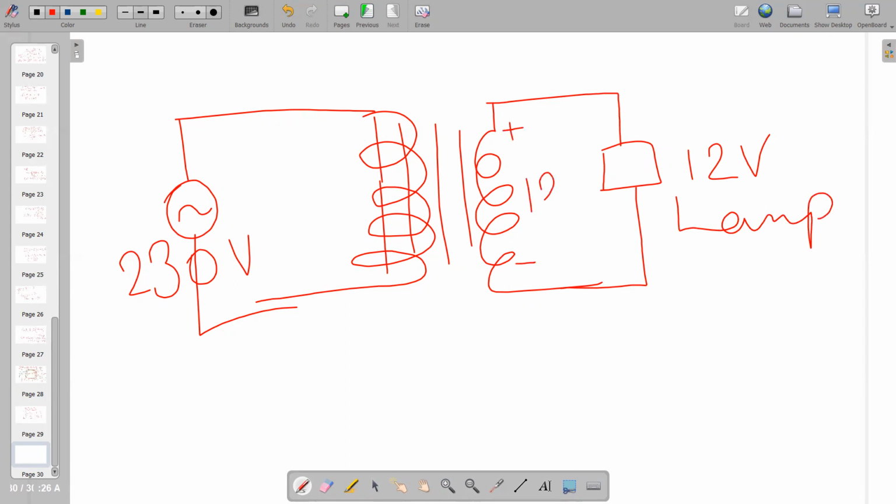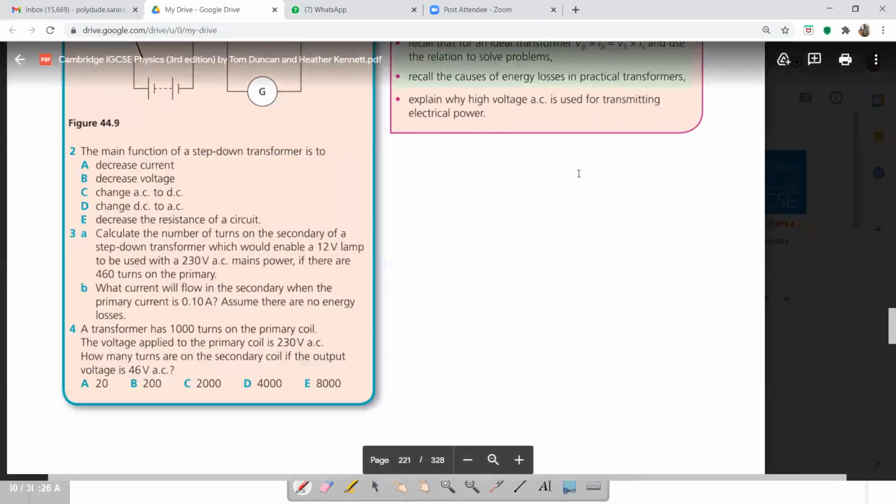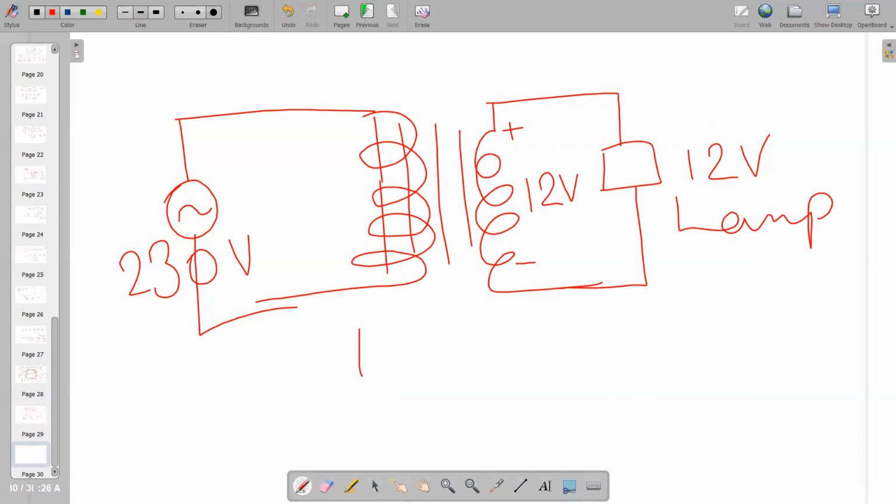That is, the secondary voltage is 12 volt. Primary voltage is 230 volt. Secondary voltage is 12 volt. And they have also given that the number of turns in the primary winding are 460. So N1 is given as 460. Now we have to find N2.